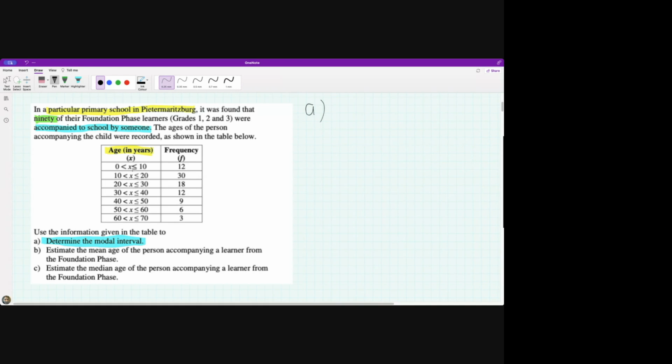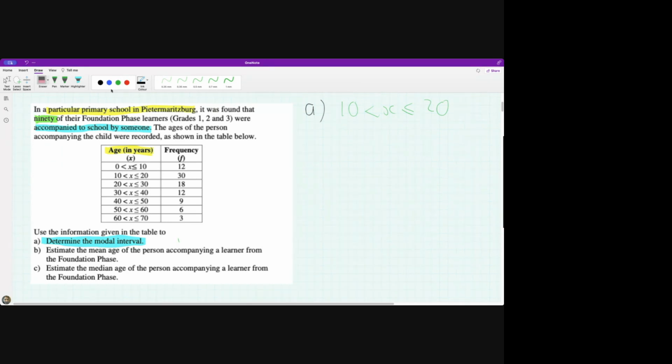So the one that has the most is 30. It's got the highest frequency count. And so the modal interval must be between 10 and 20, which makes sense. It's probably other school learners who are walking them to school. This is the group mode or the modal interval.